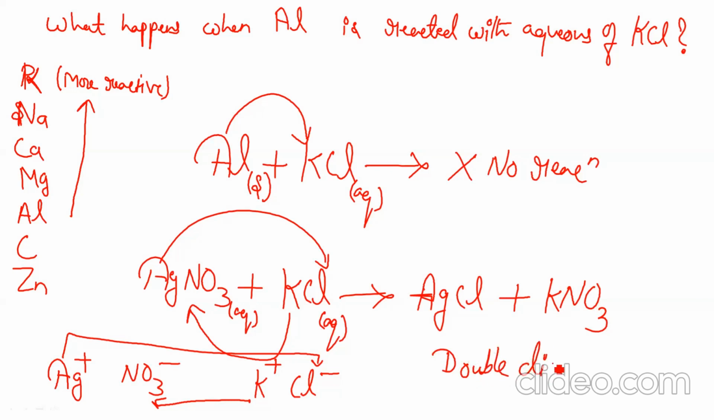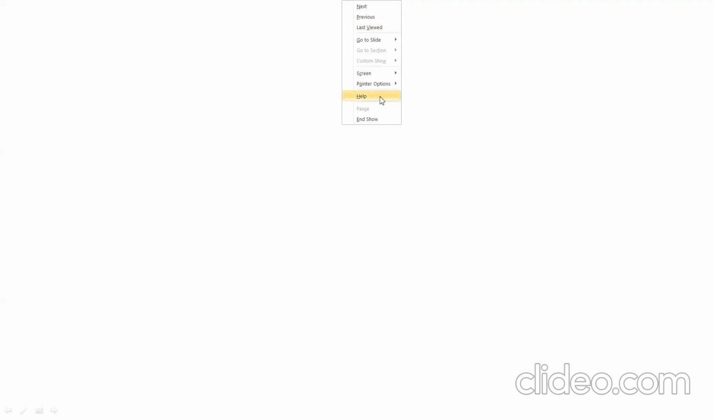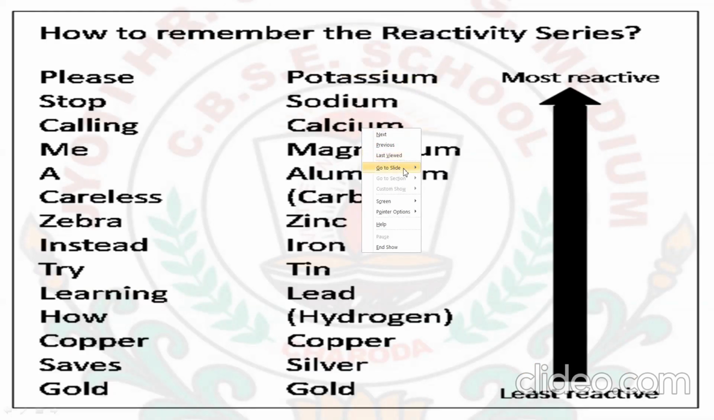But when the reaction is a single displacement reaction, then the reactiveness of the metal is required, in order to see whether the given metal is more reactive or less reactive than the metal present in the salt solution. So this type of question is asked from your displacement and double displacement part. Okay, let's move further.